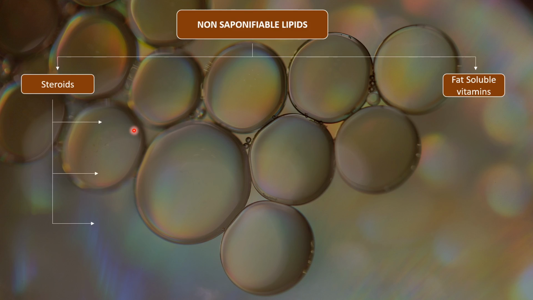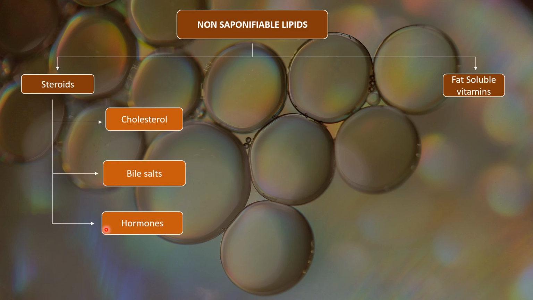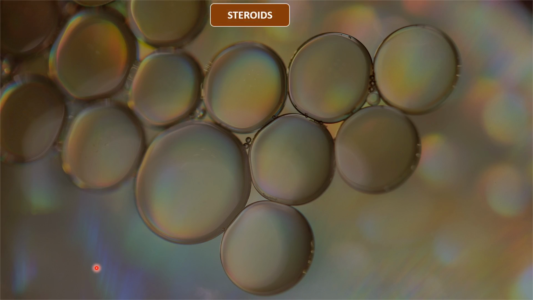Now steroids are cholesterol, bile salts and hormones, right? And fat soluble vitamins are mainly of 4 types: vitamin A, D, E and K, right? So we are going to understand each of these in a bit more detail. So first, starting with steroids.